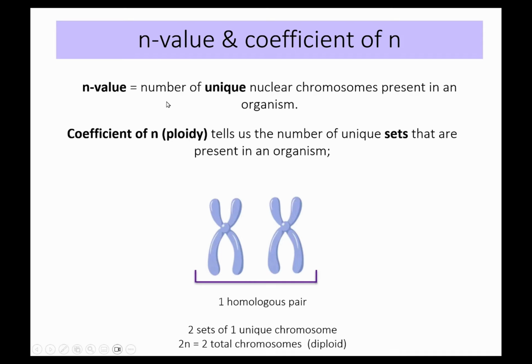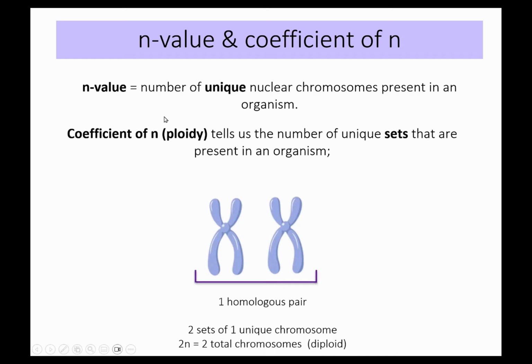All right, so N value is a number of unique nuclear chromosomes present in an organism. So how many unique ones do we have? We have 23 unique ones. All right? Don't look at the X and Y and say, but isn't that 24 unique ones? That's a technicality we're not going to touch. Just XX or XY, we just consider them homologous, even though they're not. The XY are not homologous, we know, but for purposes of characterization in terms of numbers, we consider them homologous.